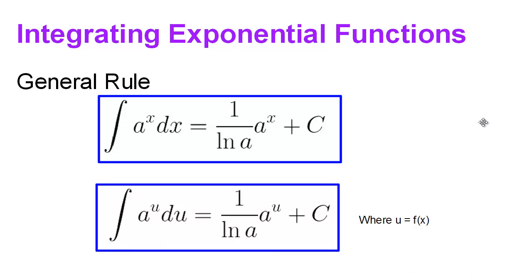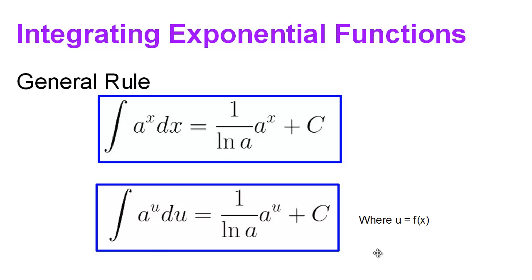So this finding leads to two general rules for integrating any exponential function of any base, including e. The integral of a to the x dx is 1 over the natural log of a times a to the x plus c. The natural log is sort of a conversion factor to change it from e to the x to any base.